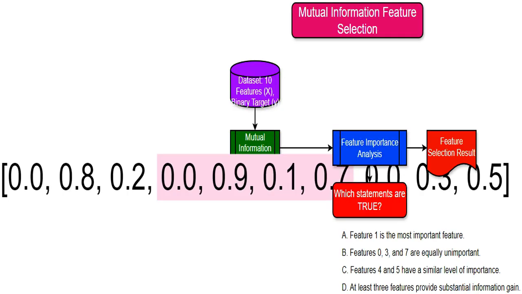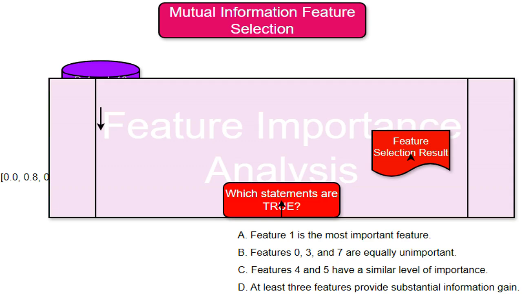For example, the first feature has a score of 0.0, the second feature has a score of 0.8, and so on. I will use these scores to decide which features are important for predicting the target variable. This is where I interpret the scores to understand how important each feature is in predicting the outcome. Remember, higher scores mean more important.